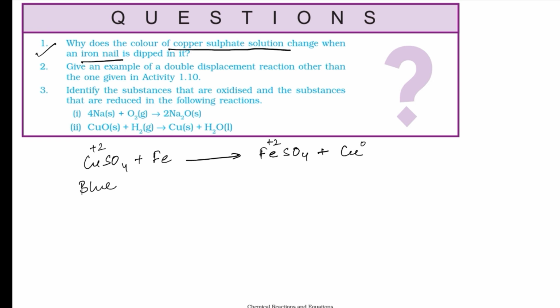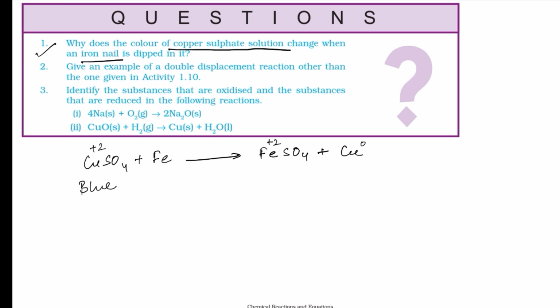Since iron has displaced copper from copper sulfate, therefore the blue color of copper sulfate solution changes when iron nail is dipped in it. When iron nail is dipped in copper sulfate solution, a single displacement reaction takes place. Iron displaces copper from copper sulfate, and due to the unavailability of Cu2+ ions in the solution, the color changes.